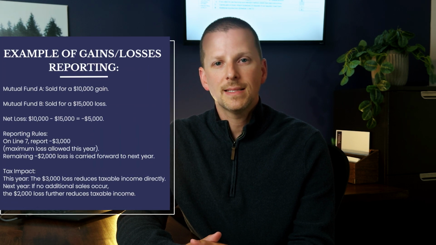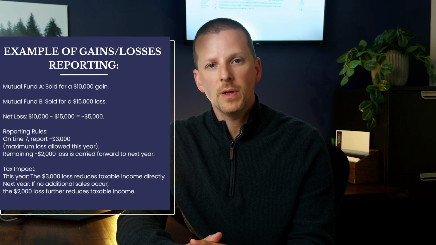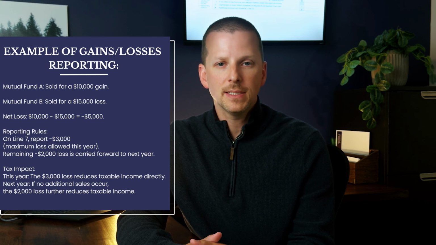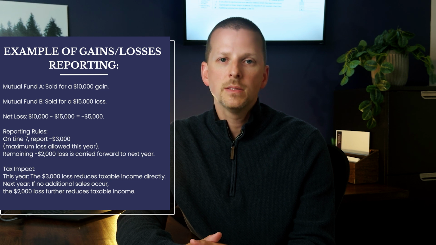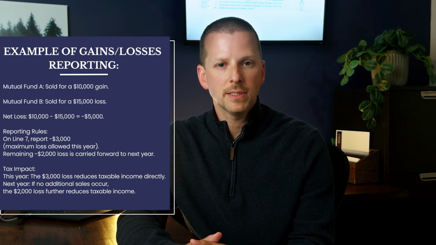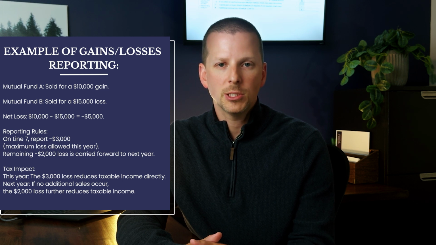So let's consider a quick example to understand this concept. If I sell mutual fund A for a gain of $10,000, and I sell mutual fund B for a loss of $15,000, I will have a net $5,000 loss to report. Since I am limited to $3,000 in losses, I will write negative $3,000 on line 7 and will carry forward $2,000 in losses to the next year.